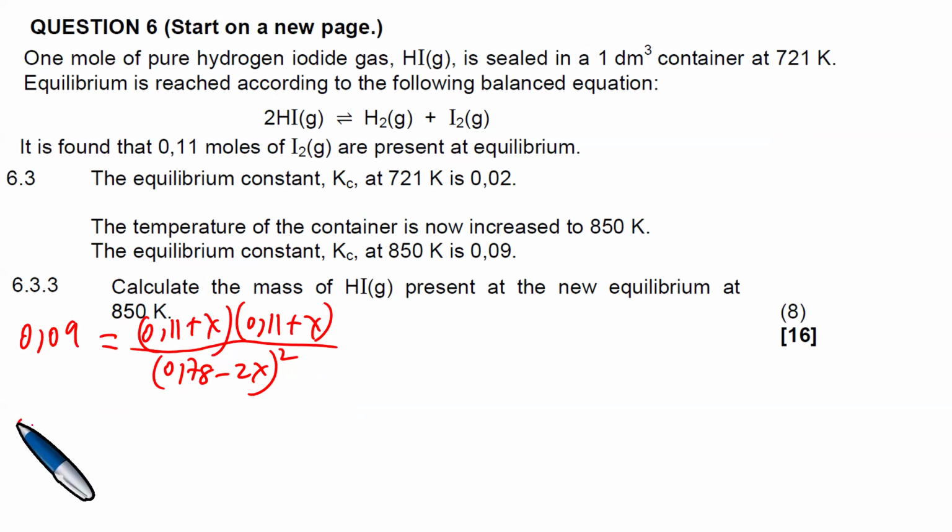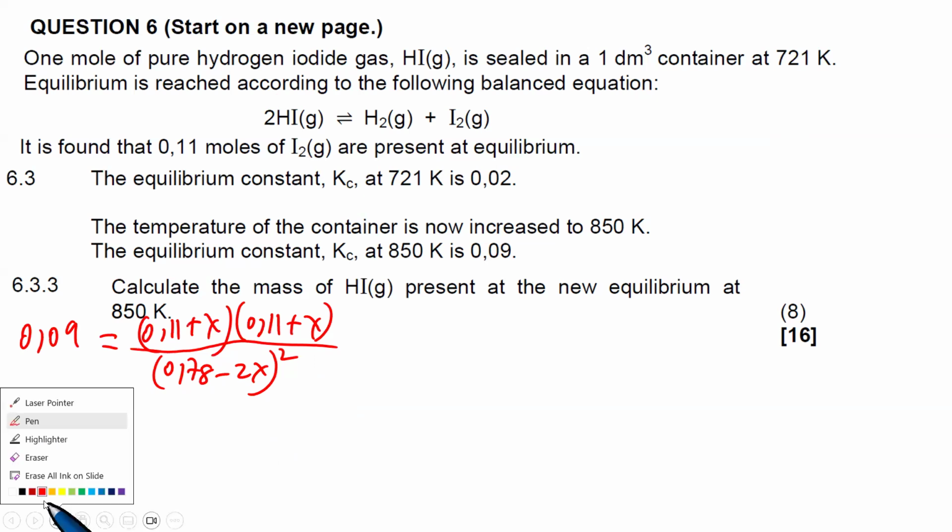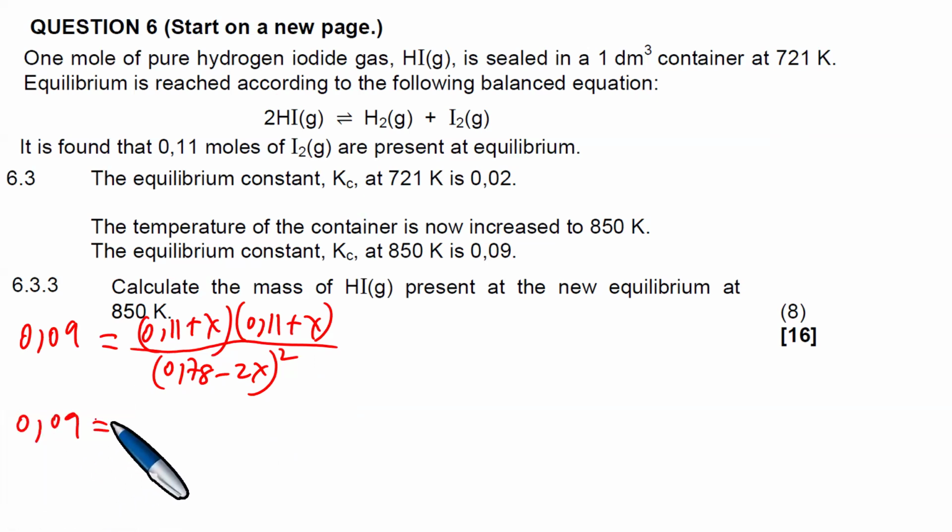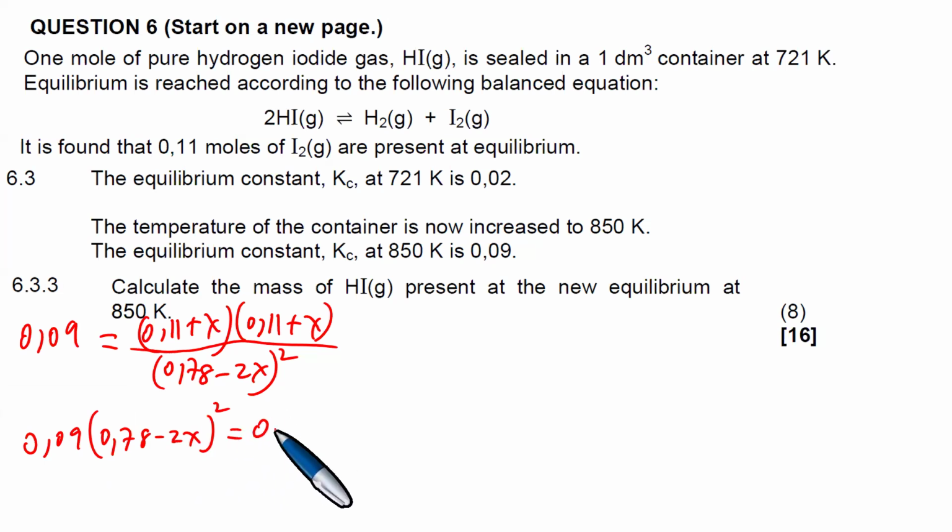Okay, now let's do this. 0,09. We're just going to indicate this so that you can get an idea of what's happening. 0,11 times 0,11. And then everything else, what do we do here? We can cross multiply if we want. I'm looking at a nicer way to do it. 0,09 with 0,78 minus 2x, and we square this, and it's 0,11. You can write this one as a perfect square like this.